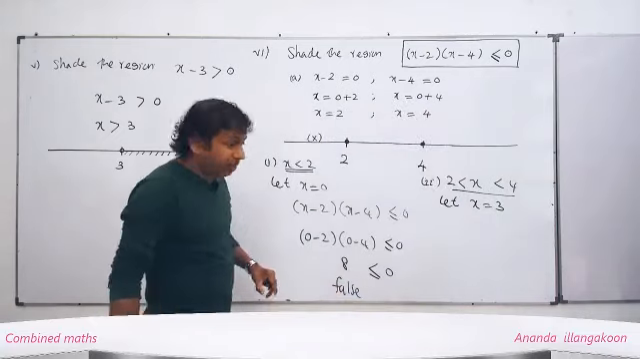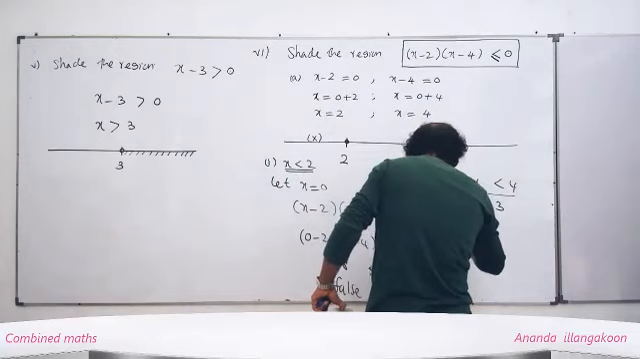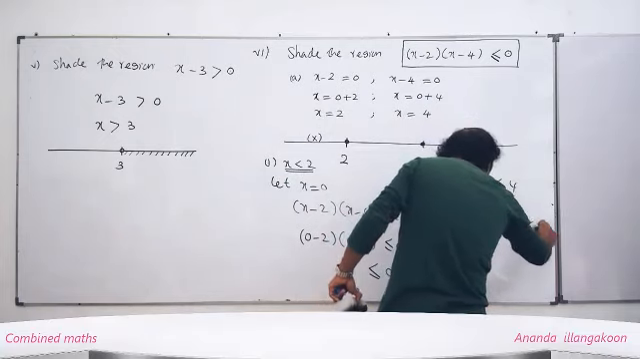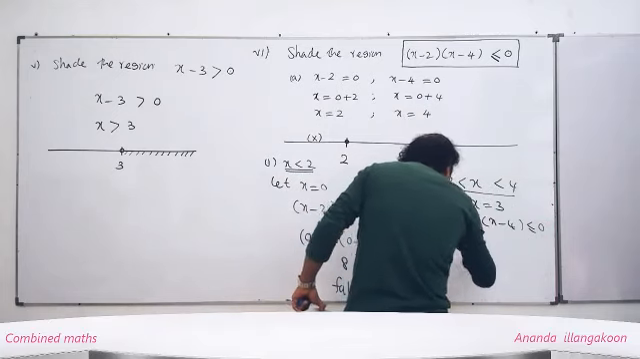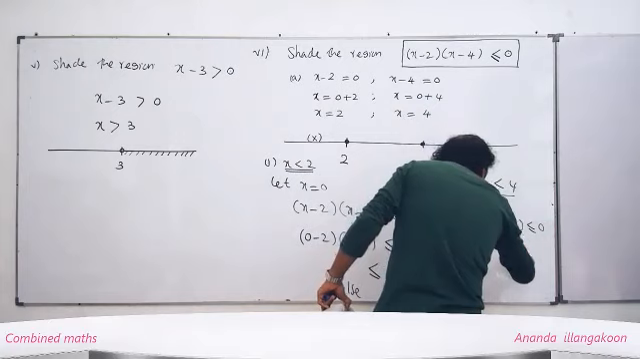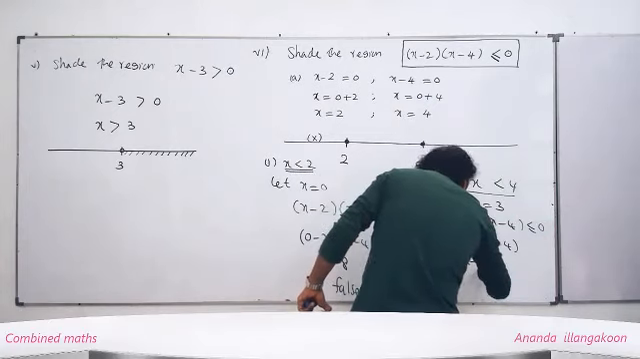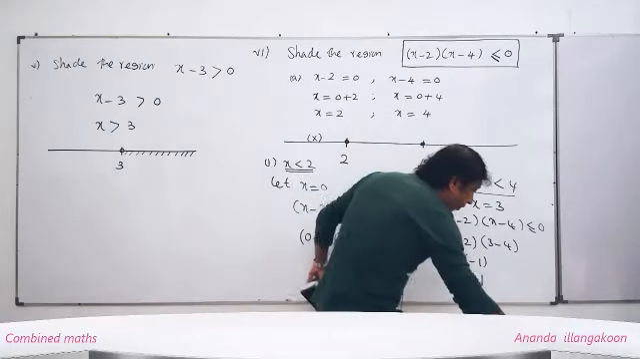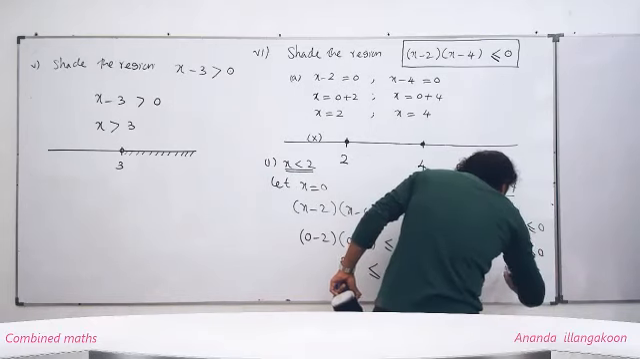Where do we substitute that? Here, people. (x minus 2)(x minus 4) less than or equal to 0. No, put that 3 here. 3 minus 2, 3 minus 4. 3 minus 2 is 1, people. 3 minus 4 is minus 1, people. Here we get minus 1.